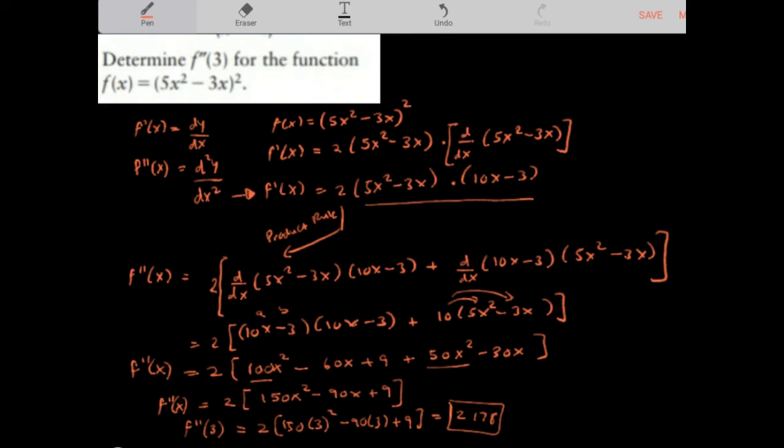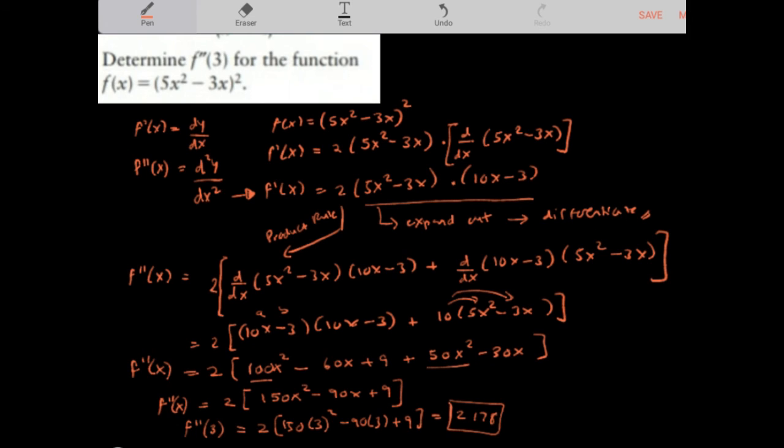And you can also do this another way, where you can expand this out, and then you can just use some of the rules that we looked at for polynomials: the power rule, the sum and difference rules, and so forth, and the constant rule, right? And then differentiate.